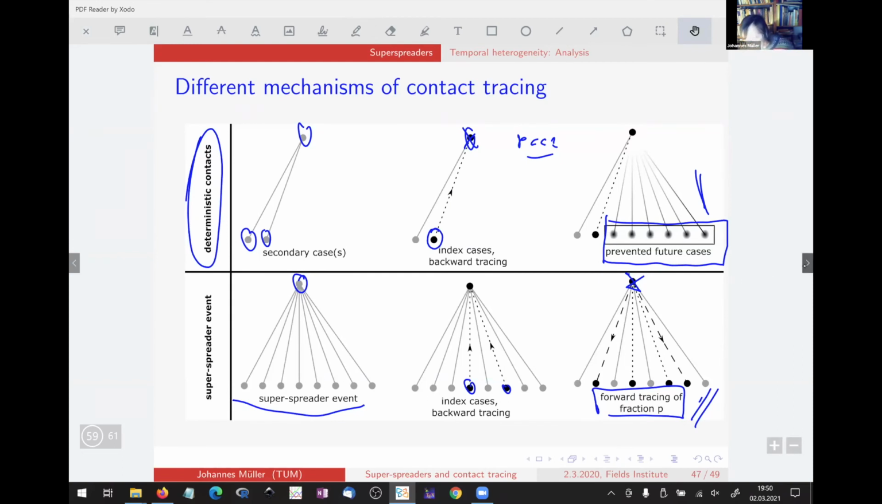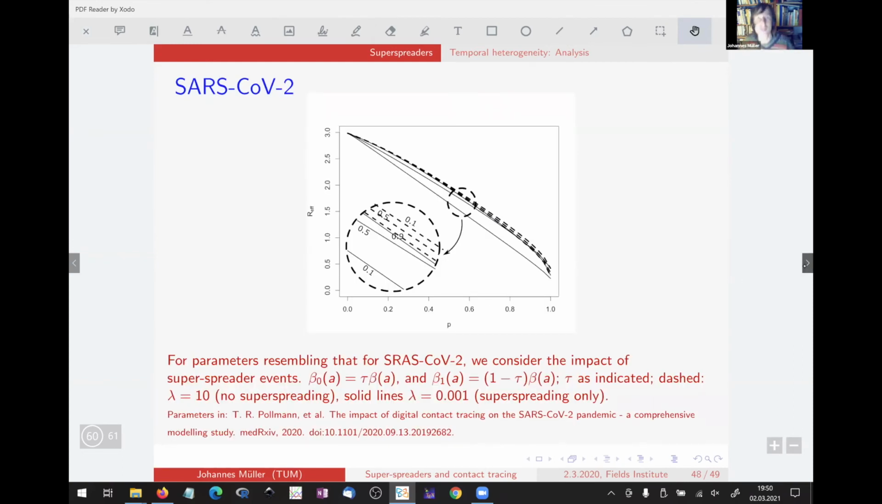And now we come to the almost last slide. Of course, we would like to know how that is with SARS-CoV-2. We used some parameters of Tina Pollmann's work and added superspreading. Of course, we don't know really how much superspreading is there. Therefore, we have now no superspreading and superspreading. So the solid lines are superspreading, dashed lines no superspreading, and we have a certain fraction of cases with and without superspreading. And what we see is basically most curves are very, very similar.